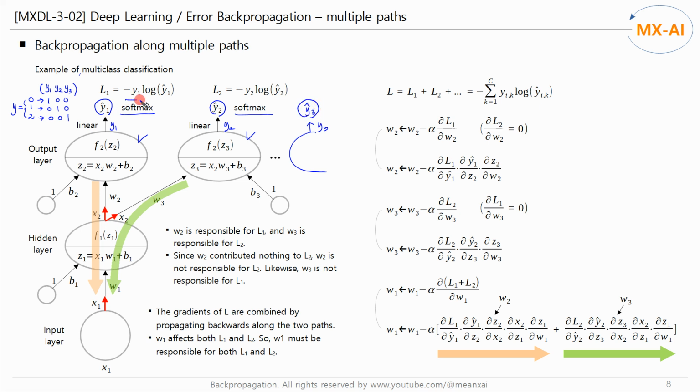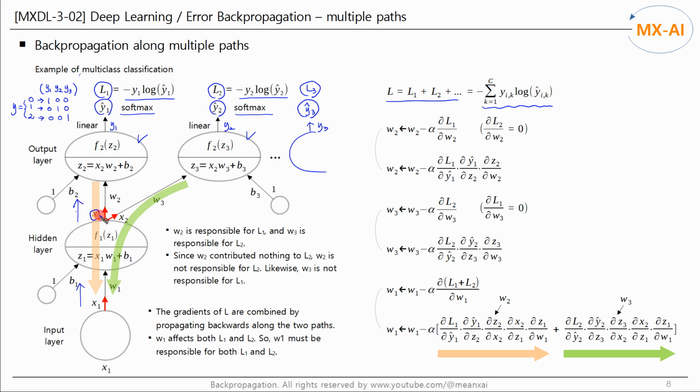And the loss of each output neuron is measured by cross-entropy like this. The losses for each output neuron are L1, L2, and L3 respectively. The total loss will be L1 plus L2 plus L3. This is the cross-entropy for one piece of data. And the forward propagation is similar to what we saw in the previous video.